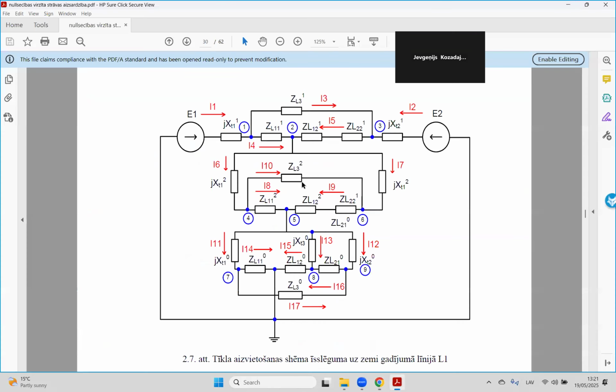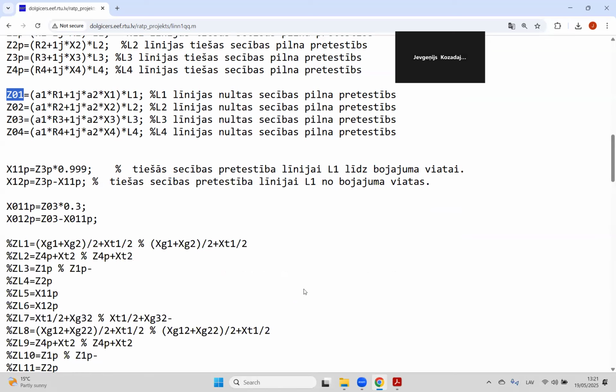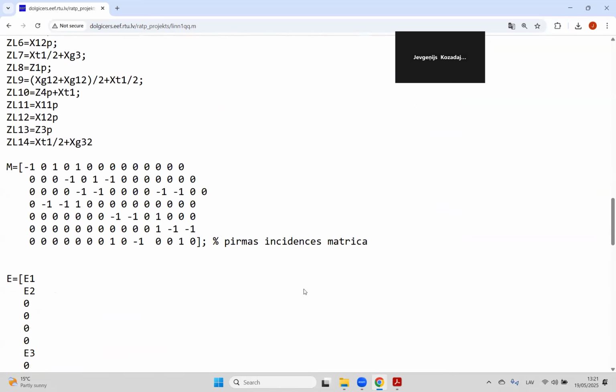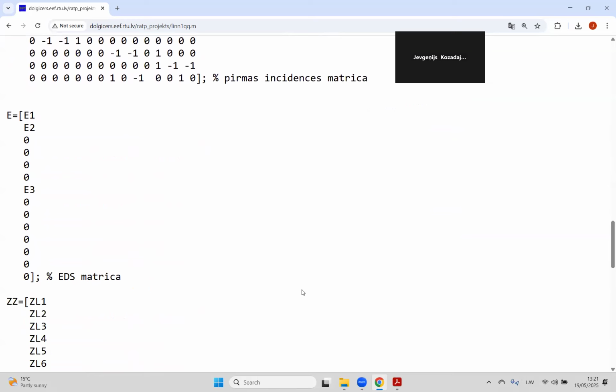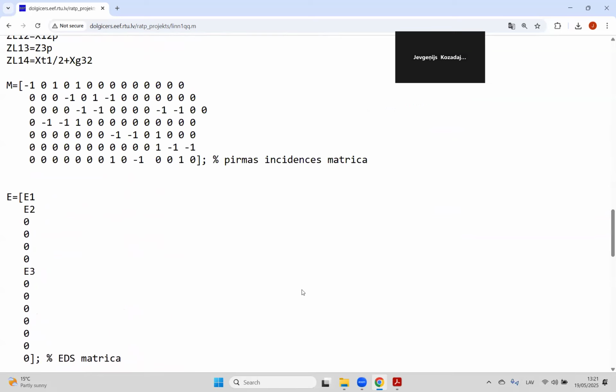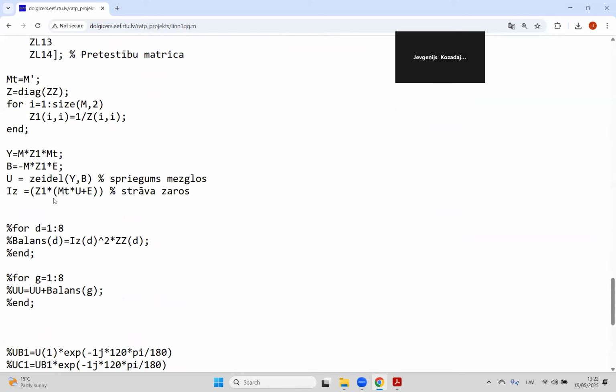What do you need to remember? What is the difference between sequences, and what do you need to get as a result? You will get two vectors, so two columns. One column is for current and one column for voltage. And here in this code, it is here. So as a result, you will get the U value, voltages, and I currents for every branch.